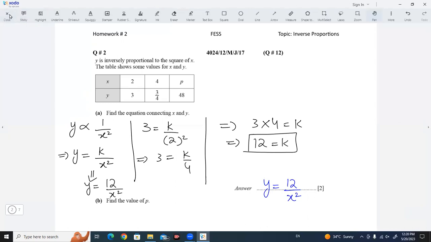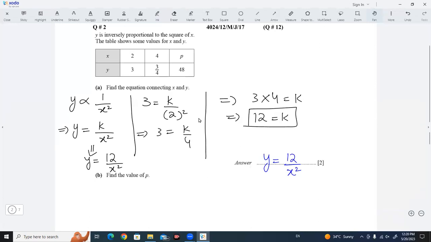Now part B is related to this one, meaning we have to find the value of P. P is basically the value of x when y was 48. So put y equals 48 in this specific equation you found in part A. Put the value of y equals 48 and the value of x as P, meaning P raised to the power of 2, P squared. So now you can directly swap the values. P squared is in the denominator here. You can replace y with 48. It becomes 12 over 48.